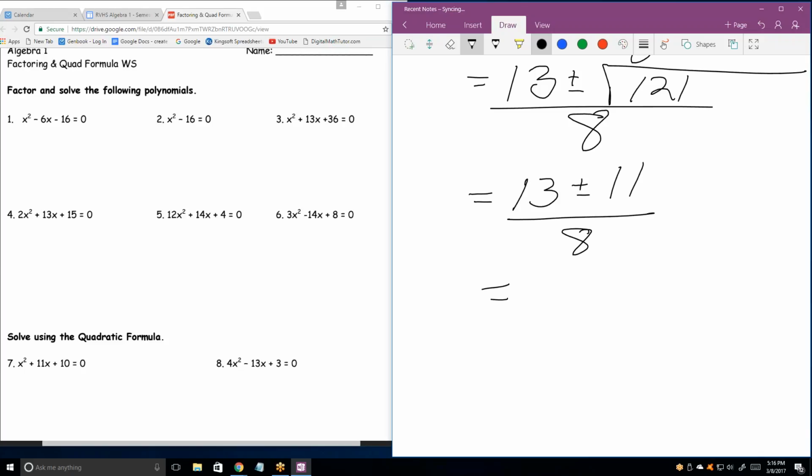Well, 13 plus 11 is 24 divided by 8. There's one answer. 13 minus 11 is 2 divided by 8. There's another answer.